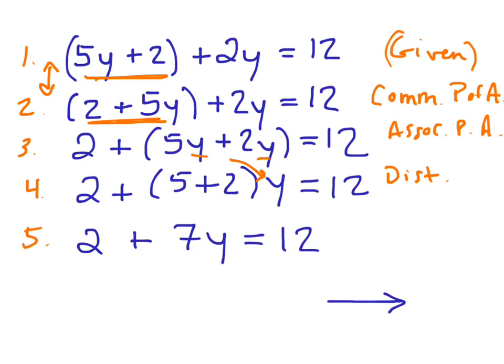Alright, step 5. This one actually would not have a property either. You can say that this is the definition of addition, or you can kind of just leave this one blank. 5 plus 2 is 7 is the only change that's been made.